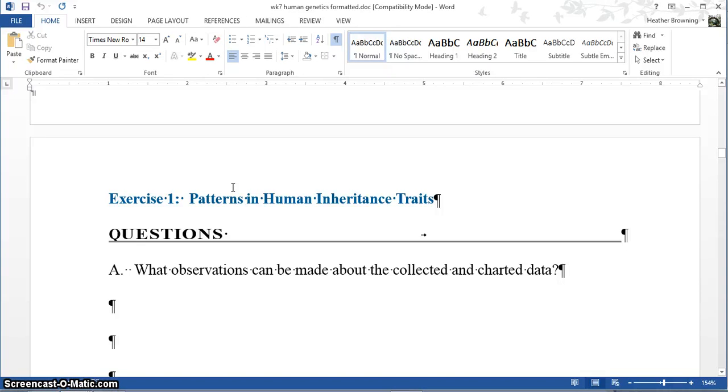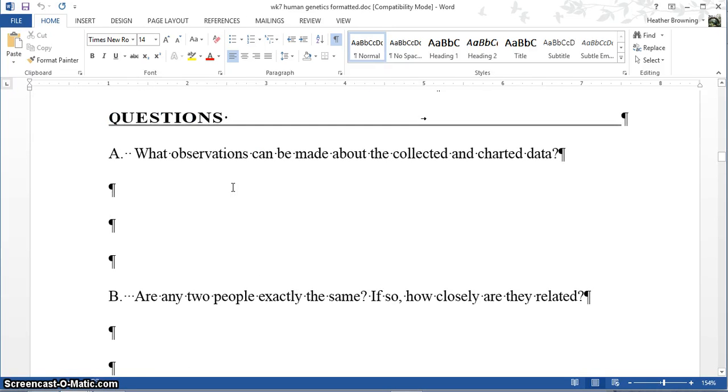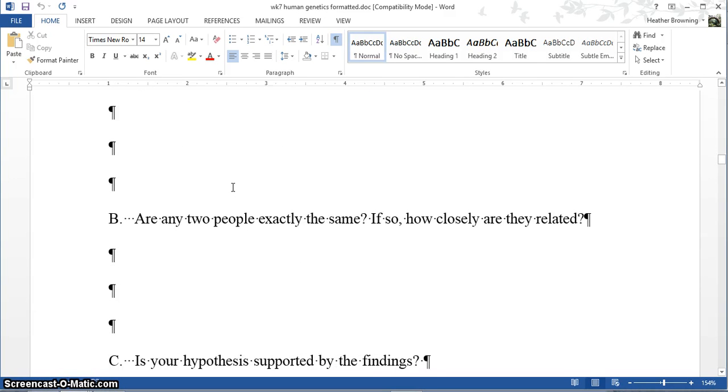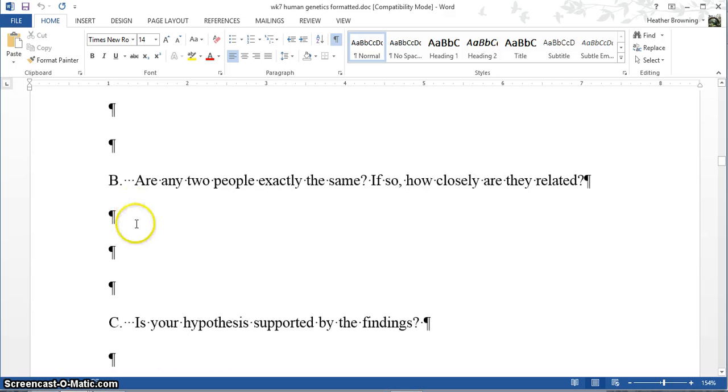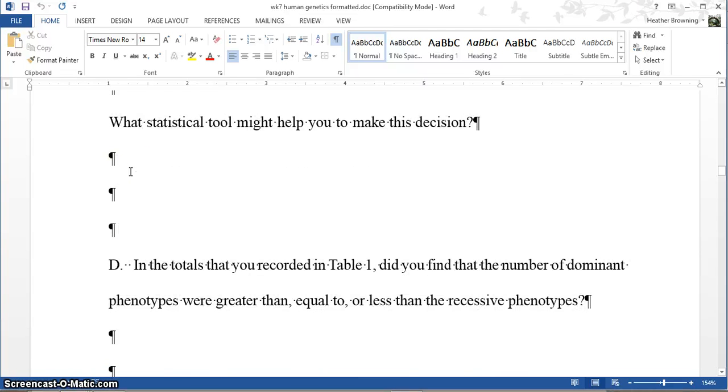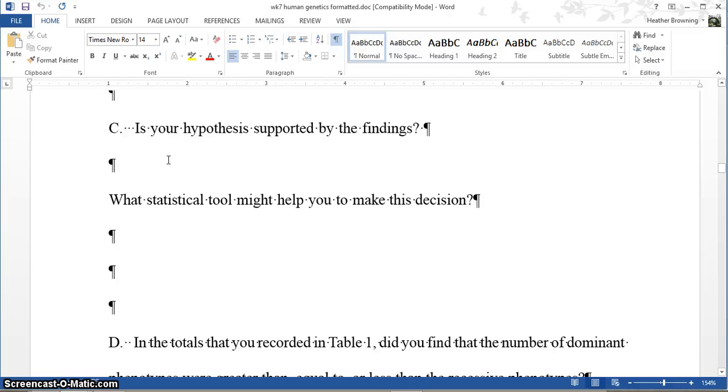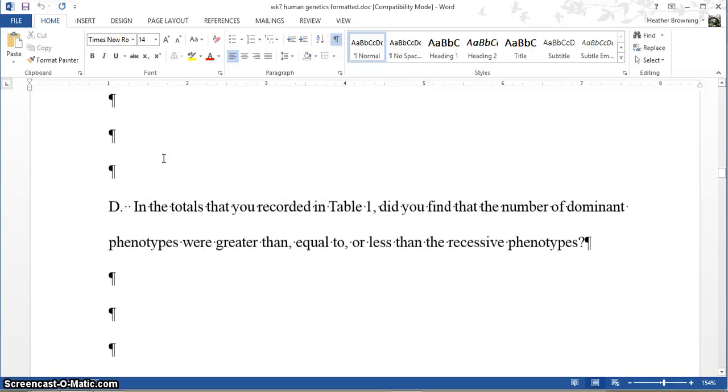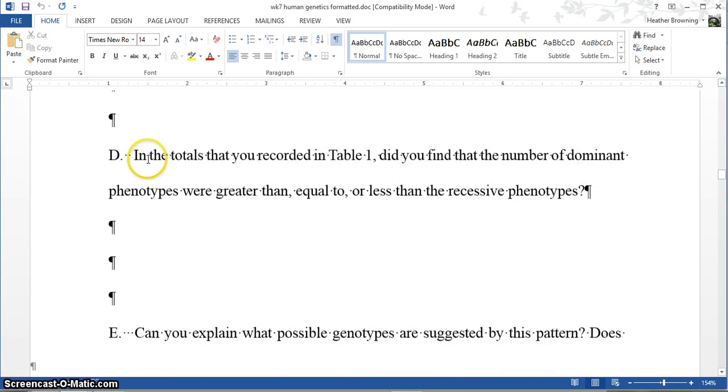Then it is what observations can be made from the collected data. So what did you see? Are there any 2 people that are the same? How are they related? So do you actually have twins or something? Or, you know, a parent relationship, or not at all? What's your hypothesis? What statistical tool might help you? I would think, what letter is that? It's for C. Oh yeah, I would be thinking about the lab with your plants. That will give you good ideas on statistical tools. So just making sure that's what the key said too.